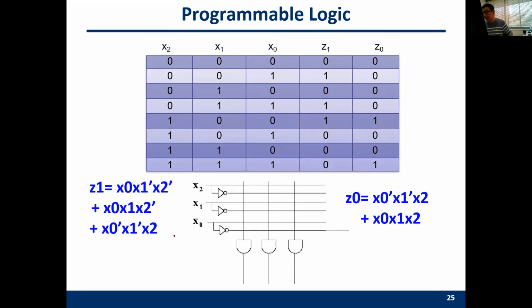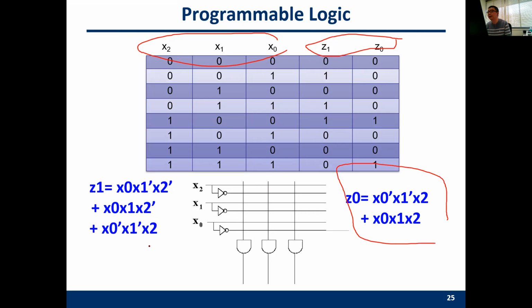So here is another example. So we have 3 input signals and 2 output signals. So how to use this piece of circuit to implement Z1 and Z0? The first step is to write the canonical form of Z1 and Z0. So these are the canonical forms. These are so-called sum of the minterms or sum of the products.